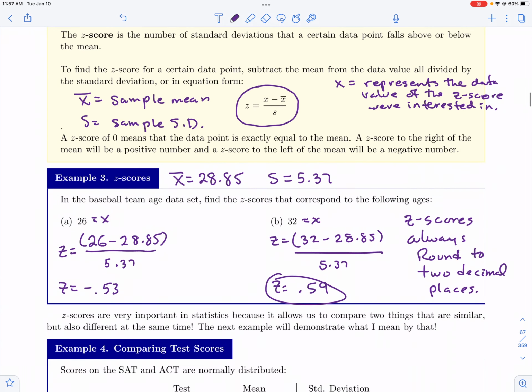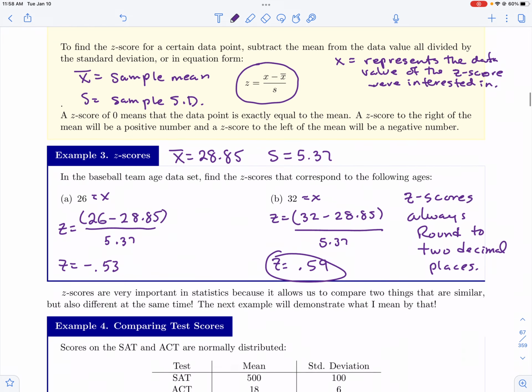All right, so if you have any questions or anything about that, definitely let me know. If you're having trouble getting the same answers I'm getting, or typing them in the calculator, let me know so we can make sure we're not making any kind of mistakes with that.